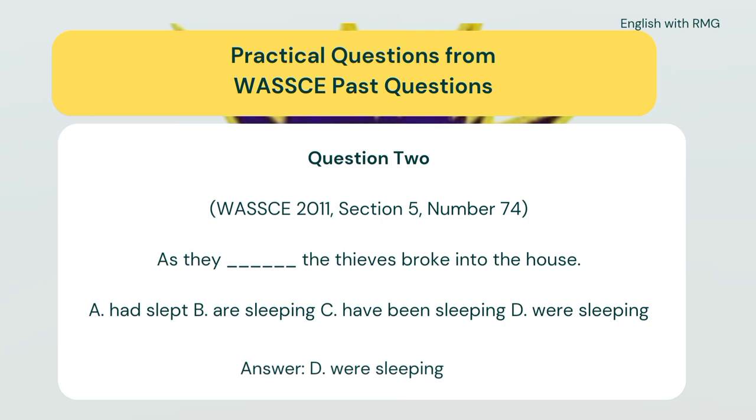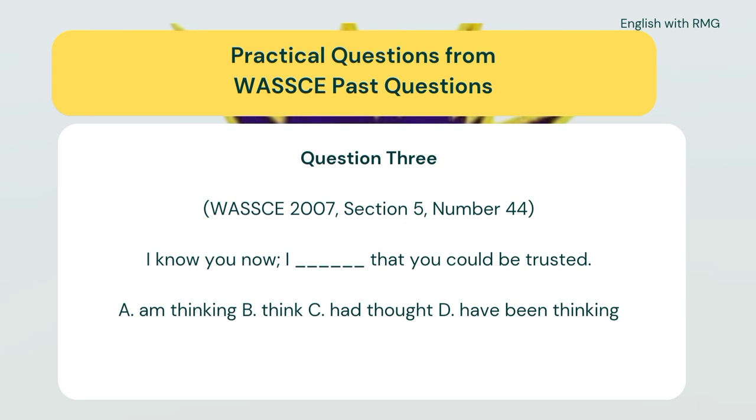Do you understand? I hope you got it correctly. Did you pick D or you picked something else? If you picked something else, kindly watch the rules one more time. Thank you. So let's move on to the next question, which is what? Question 3. So this is a question from WASSCE 2007 section 5, number 44.